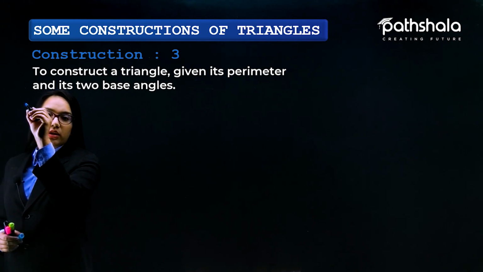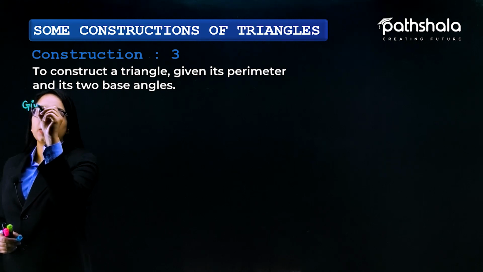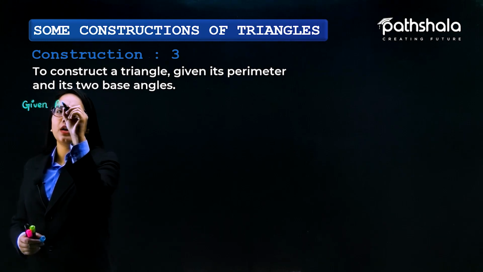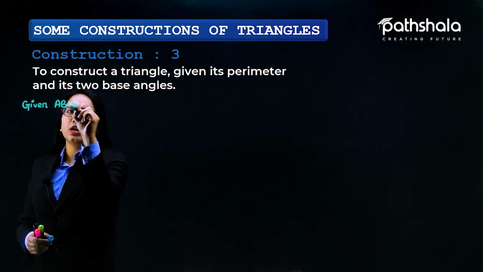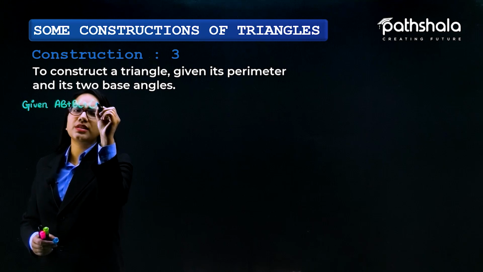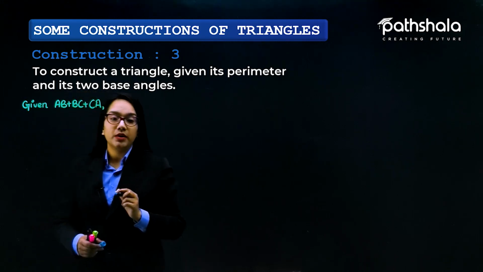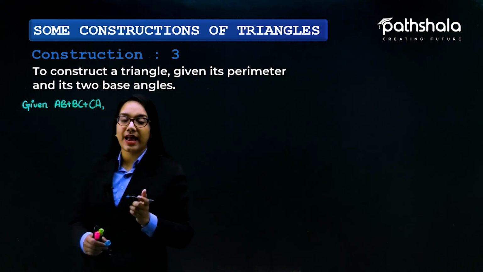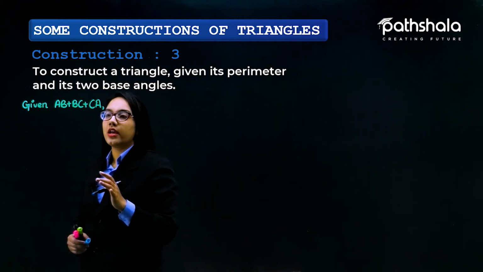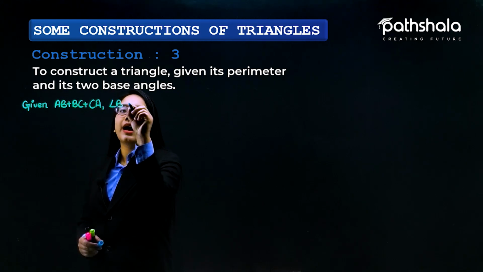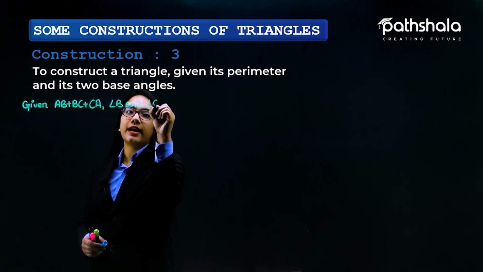Let us suppose the given conditions are: the perimeter as AB plus BC plus CA. This is already given to us, and further it says the two base angles are given. So let us suppose I'm taking the base angles as angle B and angle C. So given AB plus BC plus CA, as well as angle B and angle C.